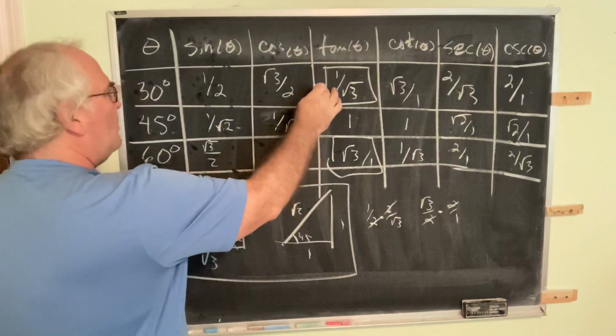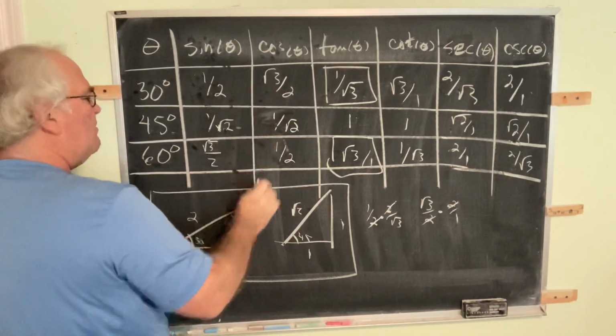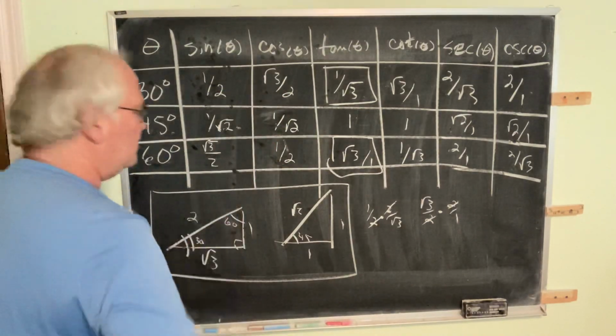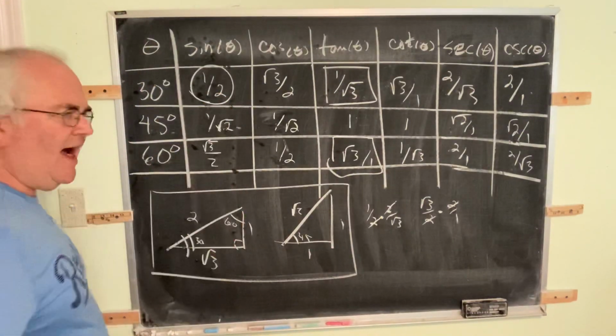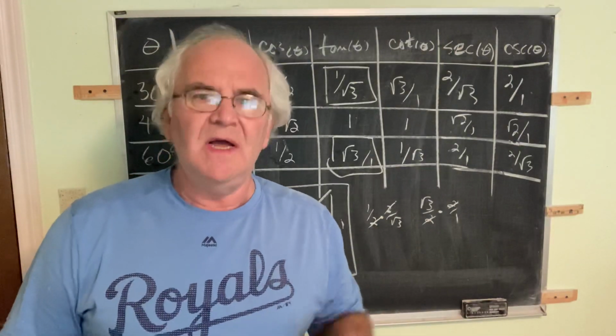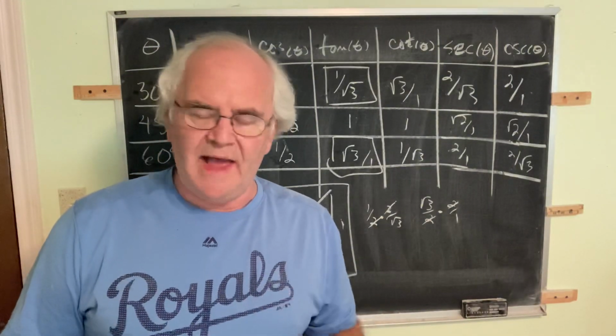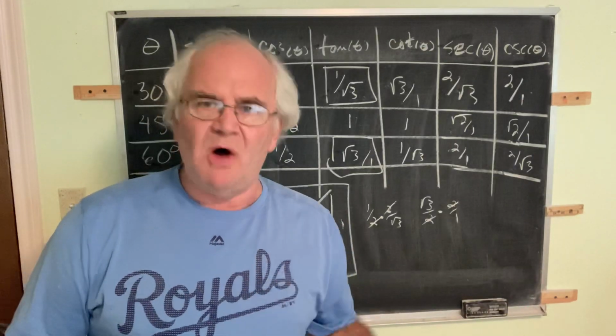Tangent. When we do tangent, we have the 1/2 and the radical 3 over 2. So the key is, here's this bit. Sine of 30 degrees is 1/2. That just needs to be so automatic that you have it almost without thinking.